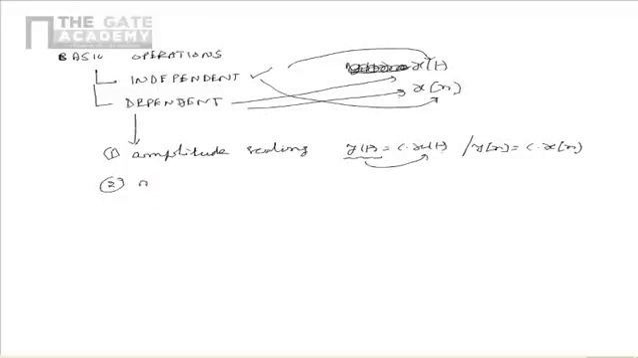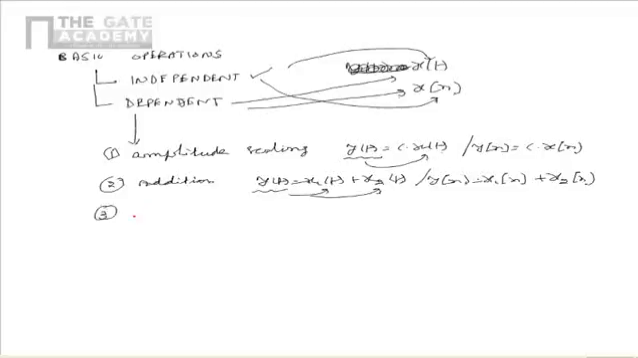The second one is addition, which can be represented as y of t is equal to x1 of t plus x2 of t. Here the signal y of t is obtained by adding the signals x1 and x2. Similarly, y of n is equal to x1 of n plus x2 of n.